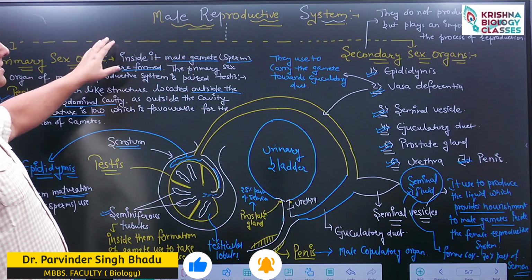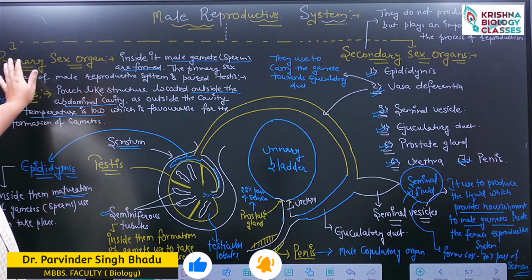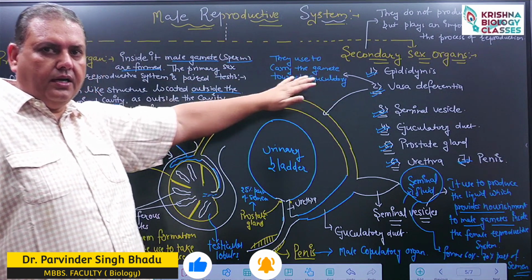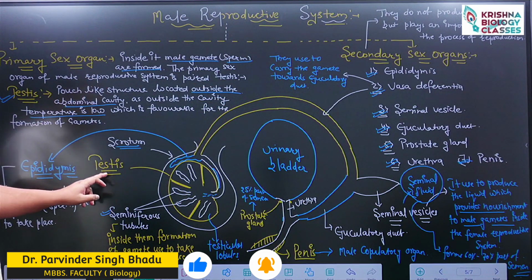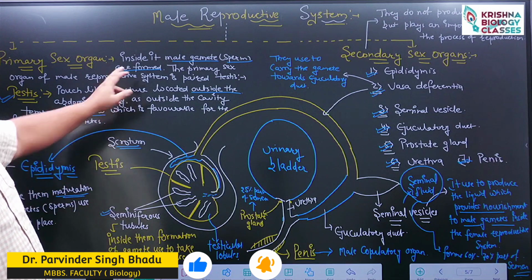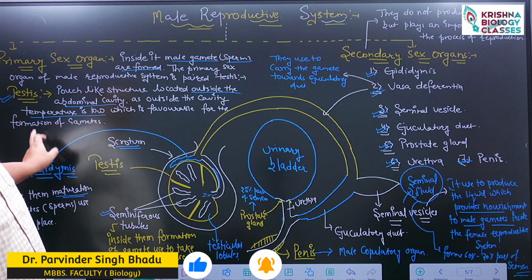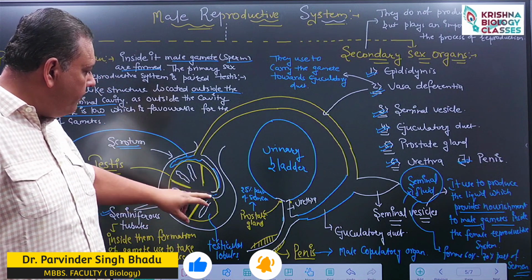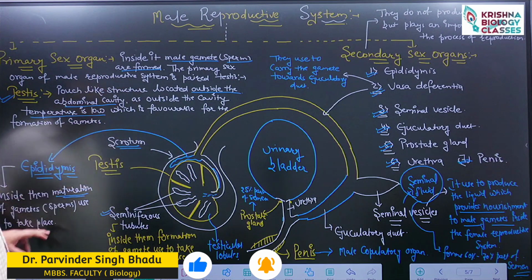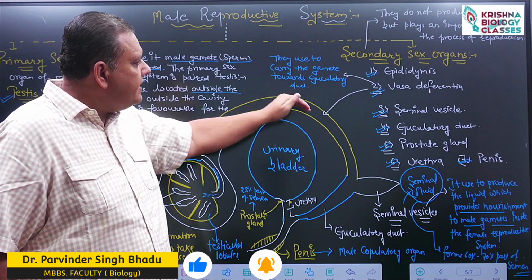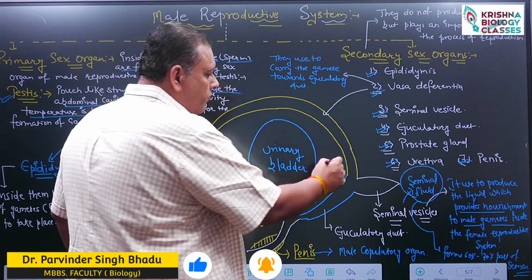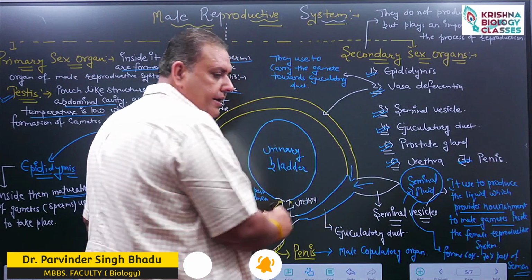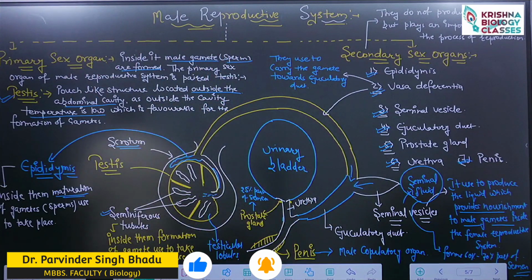So, the entire structure is divided into two parts, primary sex organ and secondary sex organ. Primary sex organs are those inside which gametes are formed. These are the paired testes located outside the abdominal cavity because the temperature is low, which is favorable for the formation of gametes. The formed gametes move into the epididymis. Inside it, maturation of gametes takes place. The epididymis carries the gametes towards the ejaculatory duct. The ejaculatory duct is a common duct which receives the gametes and seminal fluid.